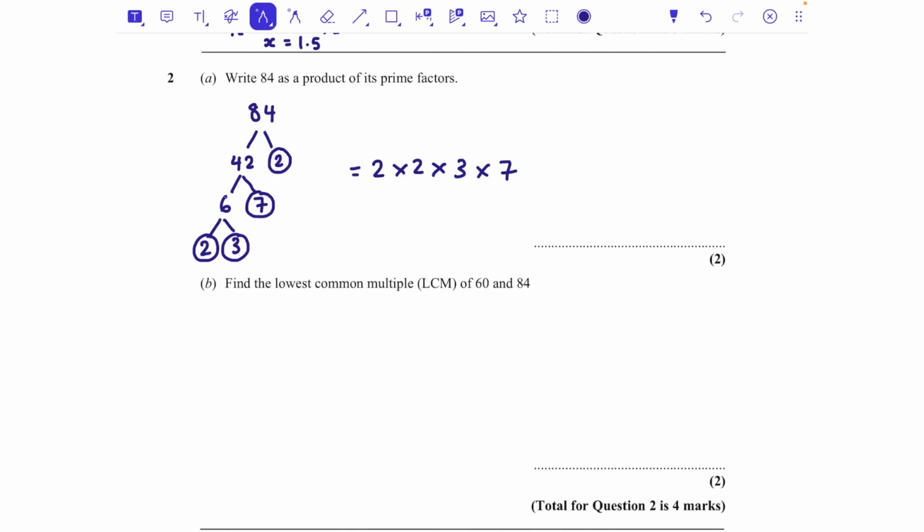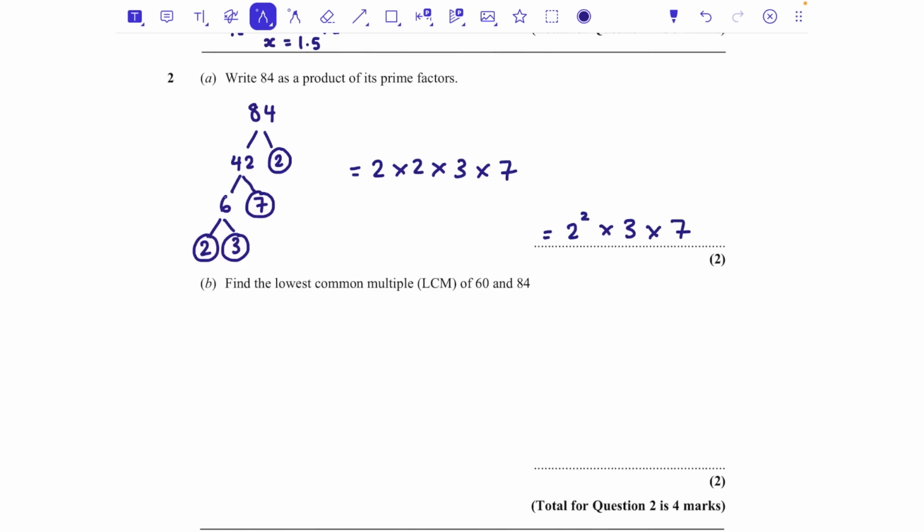Now it hasn't said write it in index form, so we don't have to, but also 2 squared times 3 times 7 is the answer there. Either of those answers would get you full marks, but you must write it as a multiplication. Don't put commas in between, that's a really common mistake that I see.